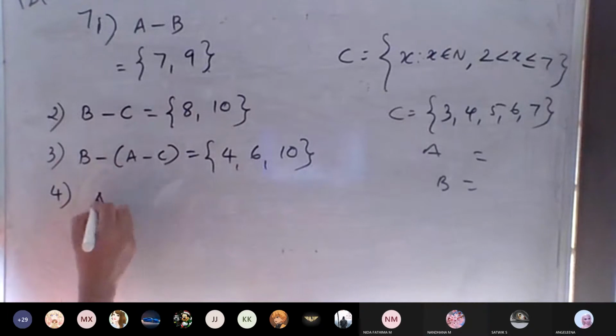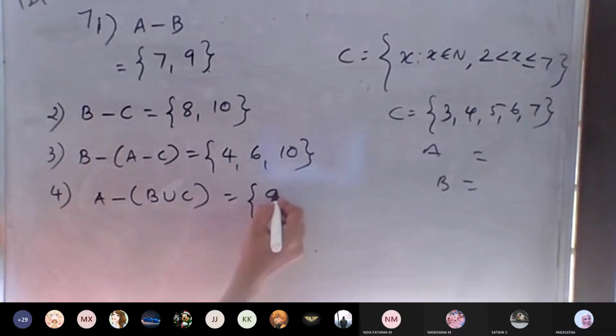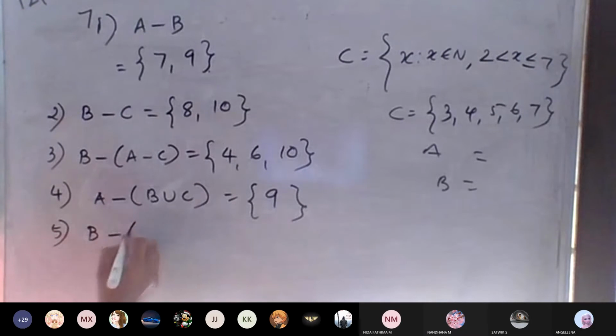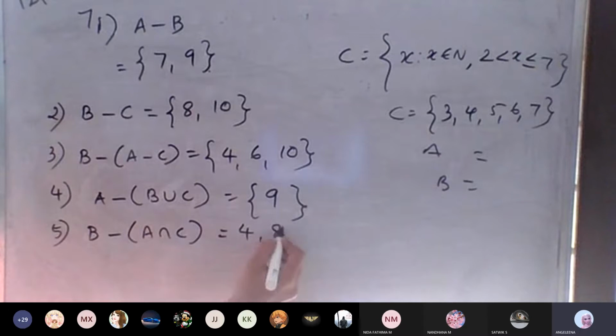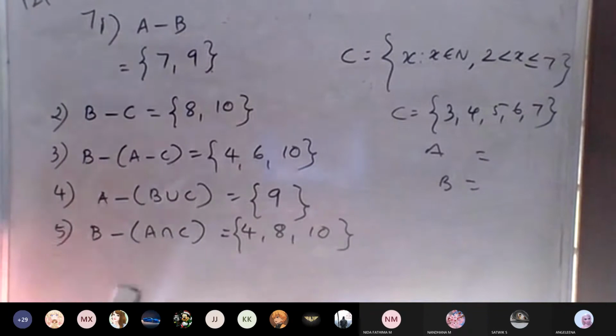Then the fourth one. A minus B is 9, then A minus B union C is 9. Only one element. Then the fifth one: B minus A intersection C. It is 4, 8, 10. Others, same? Yes, ma'am. 4, 8, 10.